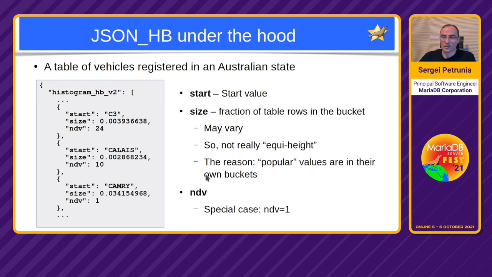And the reason, as I already mentioned, is that the popular values get their own bucket. For example, here Camry is apparently very popular in Australia, so it got its own bucket. NDV is the number of distinct values in the bucket. So you see that the fraction is larger than in other buckets, and this is just one value here. This is actually quite similar to what other databases store.